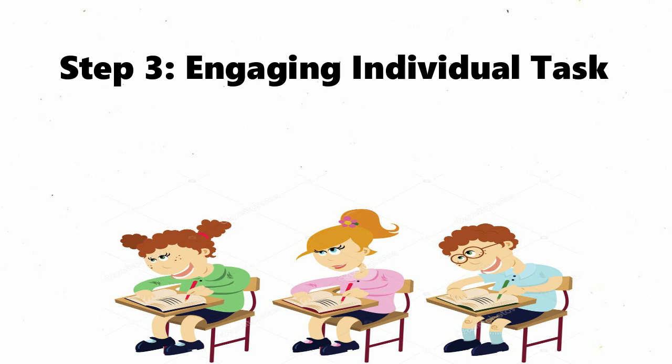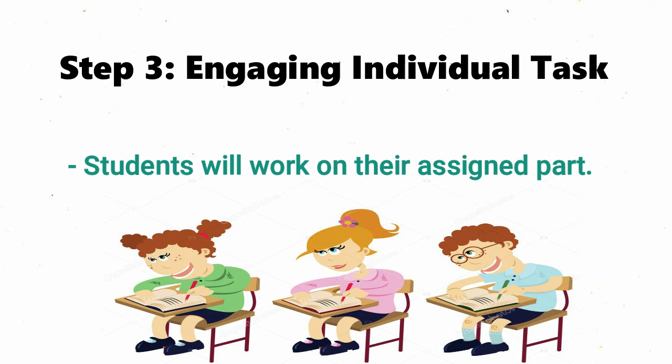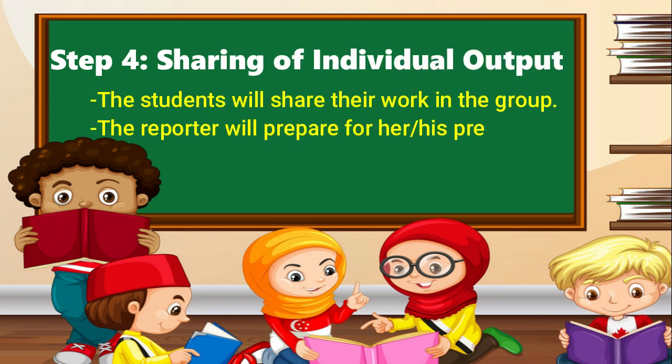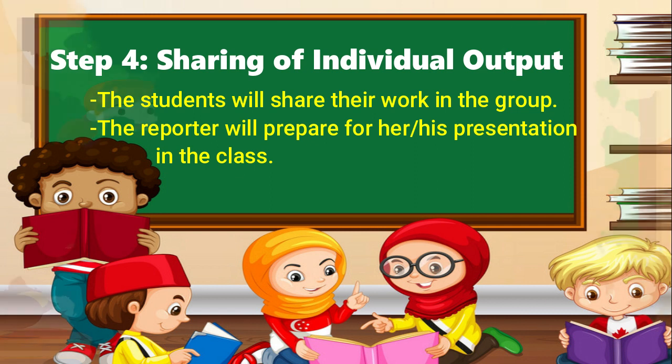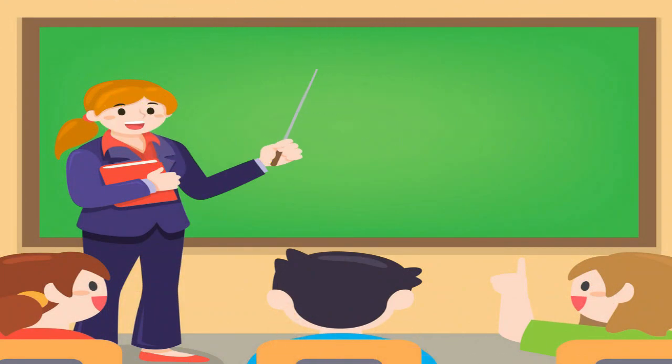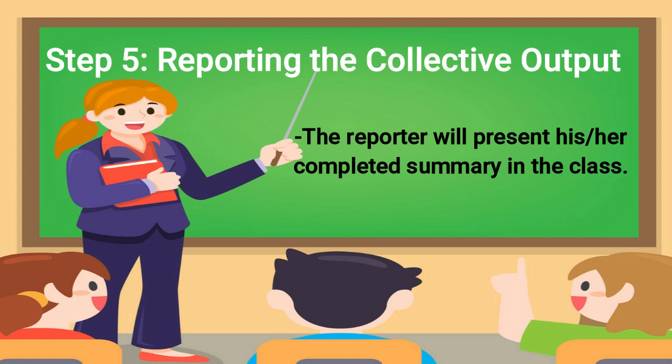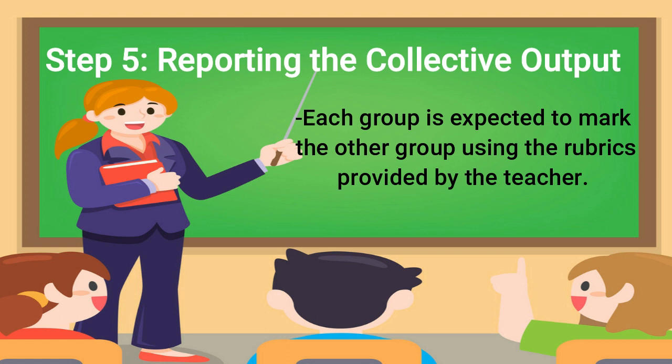Next is step 3, engaging in individual tasks. Using the given roles, the students will all be given 5 minutes to do their assigned part. Then, for step 4, sharing of individual output. After 5 minutes, the students will share their work in a group. The reporter will prepare to present it to the whole class. For the last step, step 5, reporting the collective output. After collecting the individual output, the reporter is invited to present his or her completed summary in the class. Each group is expected to mark the other groups using the rubrics provided by the teacher.